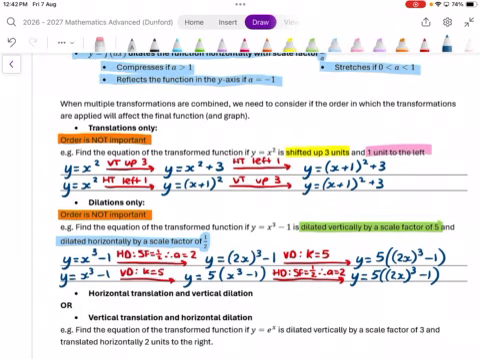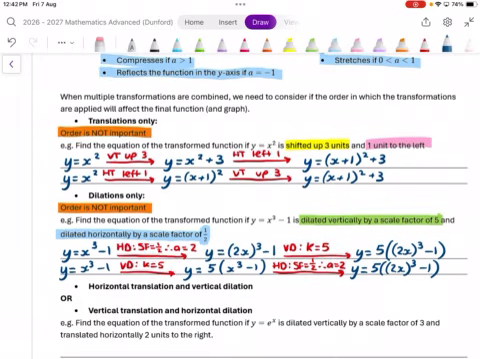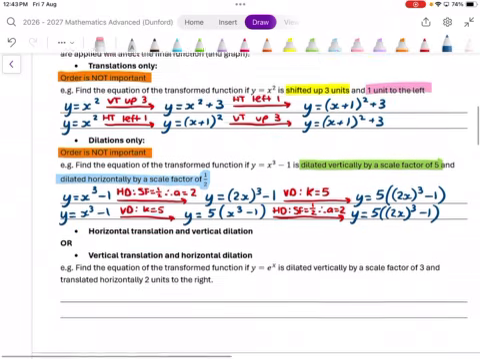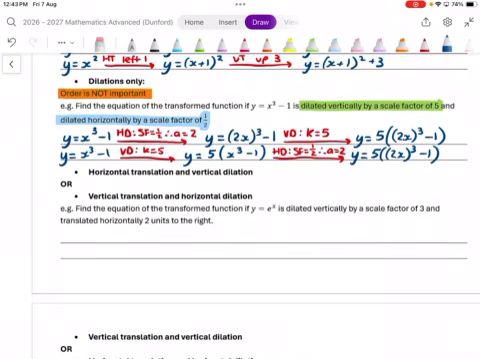All right, so pretty much all you need to know from this is it doesn't matter whether you do horizontal or vertical first if you have both translations or both dilations. Now, if you have horizontal translation and vertical dilation, or vertical translation and horizontal dilation, so you have one vertical, one horizontal, the order is still not important.